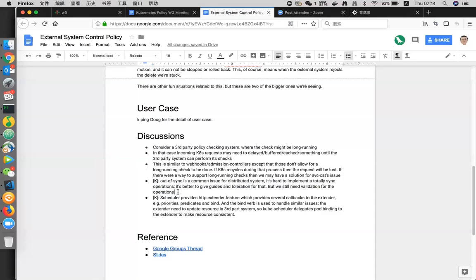In this issue, we only delegate the bind action to the third party extender. So if you configure a bind callback, the default scheduler will only execute this callback, and the third party or customized scheduler will do the bind and update the results of the third party system.